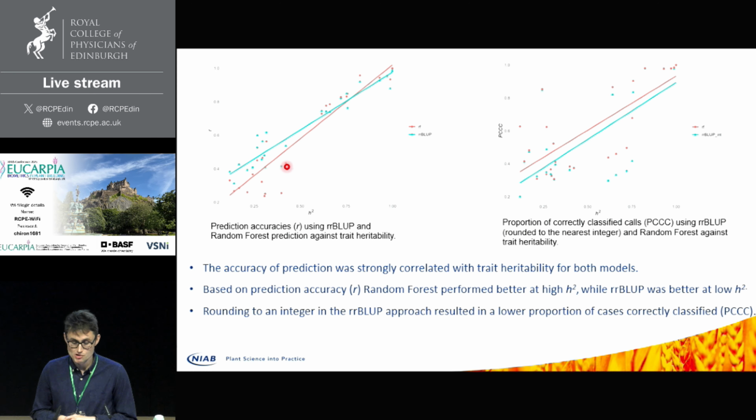In terms of looking at proportion of correctly classified calls, which is maybe more appropriate when we're working with factors, in this scenario we'd rounded the RR-BLUP to the nearest integer, which isn't ideal, I appreciate, and then random forest generally performed better in that scenario.